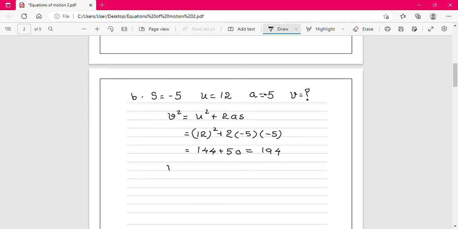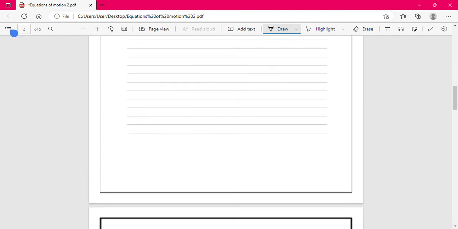So V is equal to square root of 194, which will come out to be 13.9 to 3 significant figures, 13.9 meters per second. Okay with you? Okay, so let us come to the second problem here.